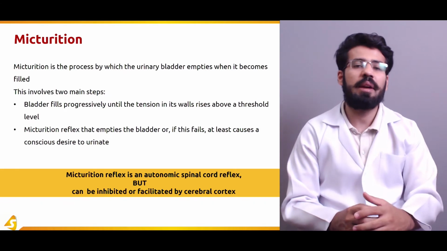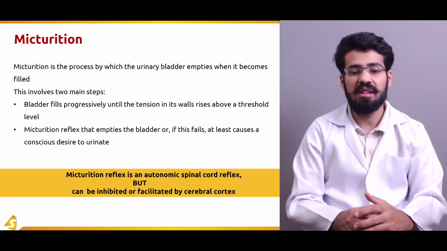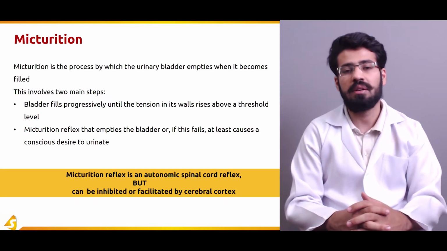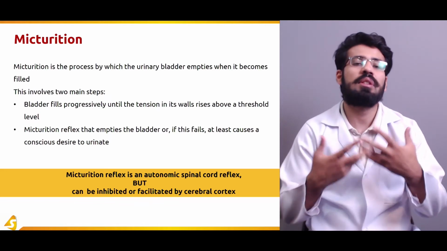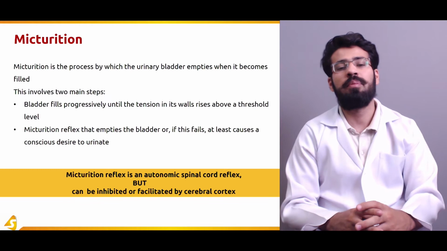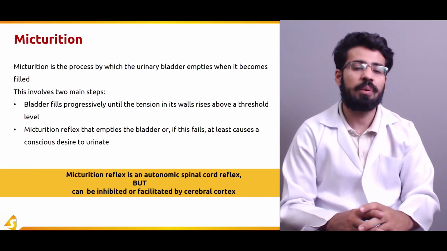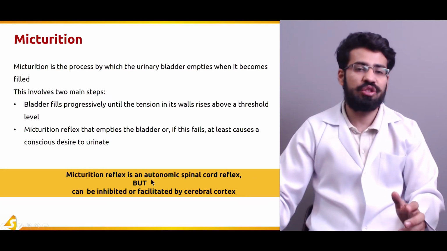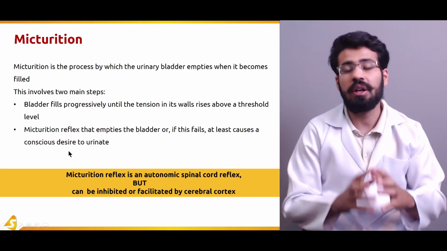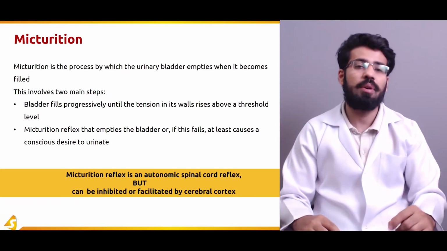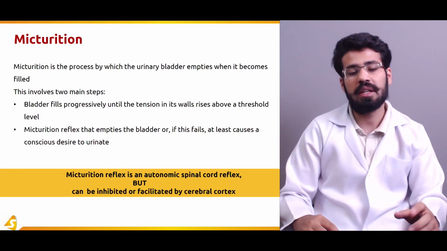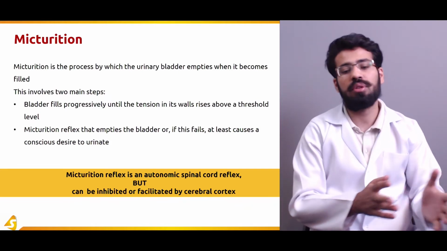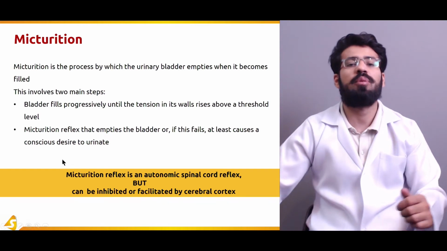The end result is the emptying of the bladder, and of course if it fails, for example, if the micturition reflex has occurred but urination has not been done, it produces a conscious effort, sends a signal to the particular region in the brain known as the pons, where a conscious desire to urinate is produced. So in summary, the micturition reflex is an automatic or autonomic spinal cord reflex, but one important point to consider is that it can be inhibited. This particular reflex can be inhibited or facilitated in both cases by the cerebral cortex, which is basically the voluntary portion of the brain.